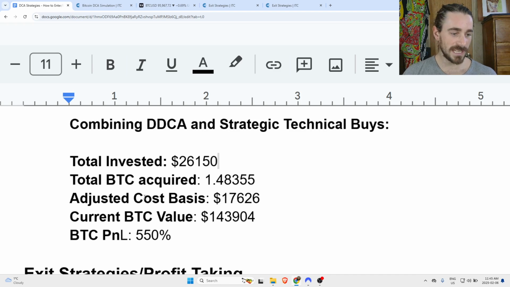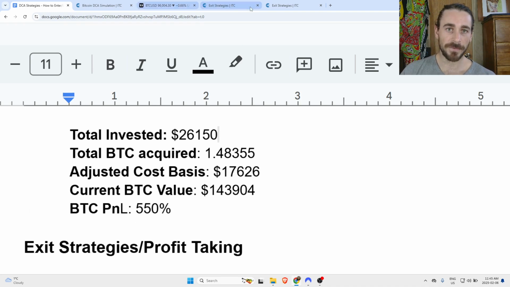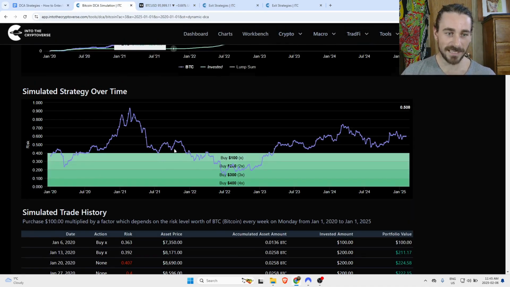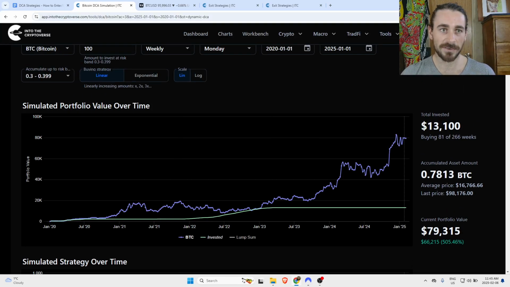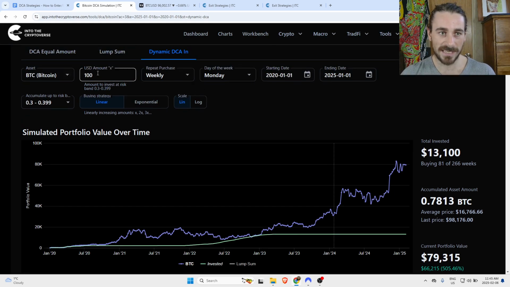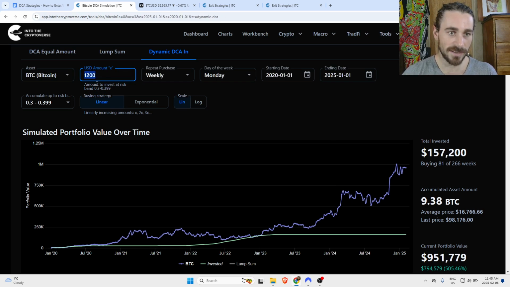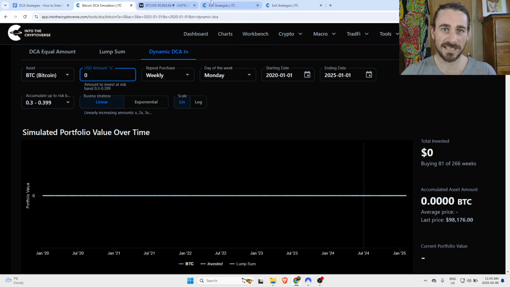So definitely interesting. If you can adopt some sort of technical basis to your accumulation strategy, I think it does really help in the long term. We'll flip over here. I'll just show you this tool, and you're welcome to come over to Into the Cryptoverse, sign up for a free account, and mess around with some of the tools. But again, you can come here and see, if you wanted to put in $200 a week, $300 a week, whatever you want, you can just adjust it as you see fit.